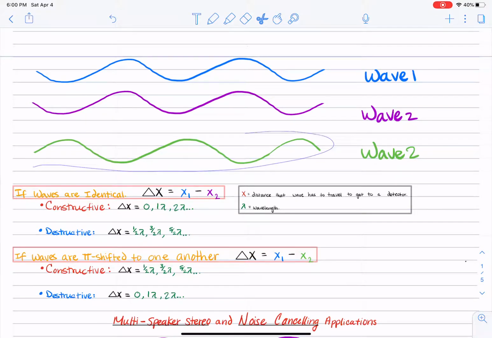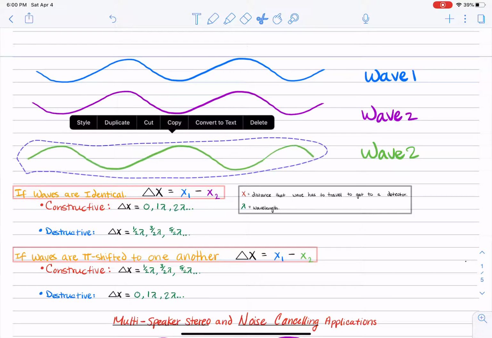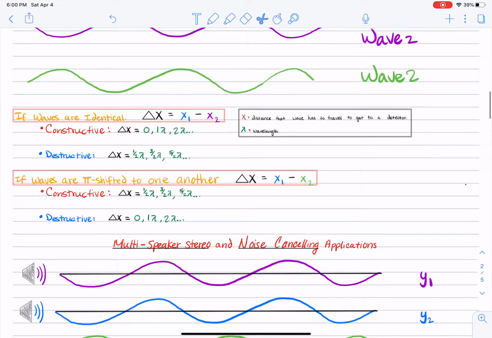Now, what's the pattern with this pi shifted wave? We have destructive interference, move it half a wavelength, and we get constructive interference. Move another half wavelength, and we get destructive interference again. I'm sure you've guessed it. For pi shifted waves, down here, when we have constructive interference, the change in x is swapped from that of identical. It's going to equal half a wavelength. The destructive is going to be a full integer.